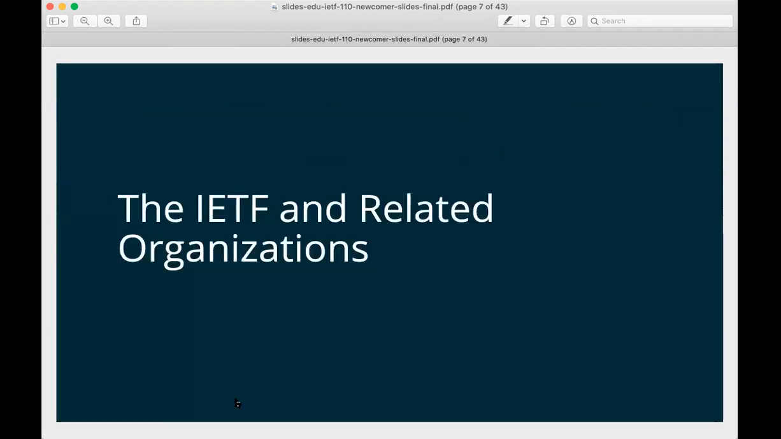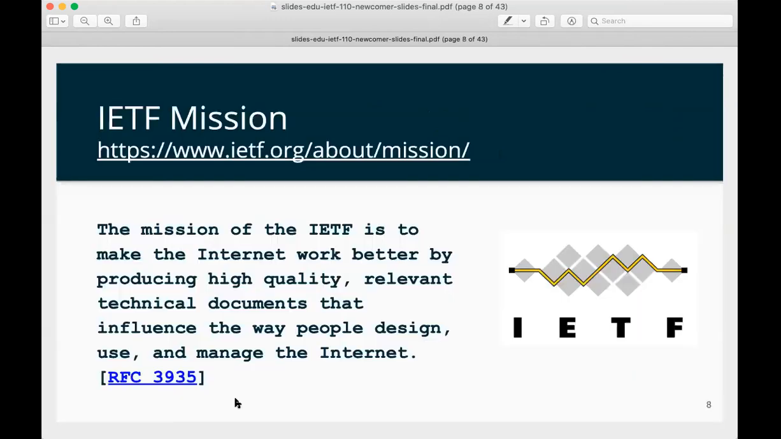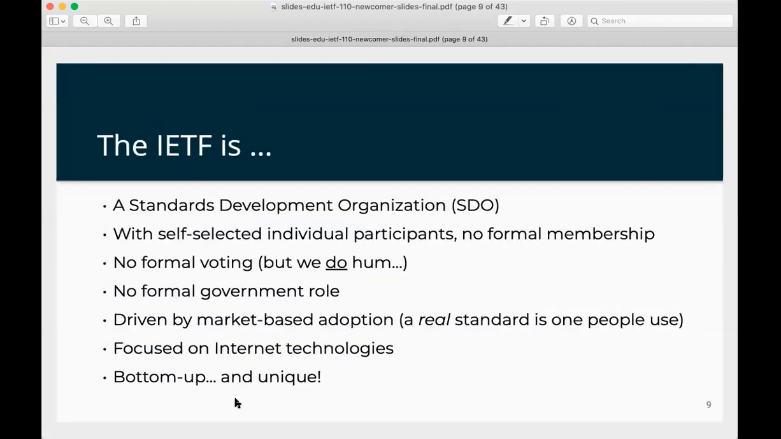So let me start a little bit with the IETF and its related organizations. The IETF, the Internet Engineering Task Force, has a mission to make the internet work better by producing high quality, relevant technical documents that influence the way we design, use, and manage the internet. It is the primary standards body for all of the IP-based standards. It is a standards development organization. Some of you may have worked in other standards development organizations like IEEE or ITU, and some of the consortium-based organizations. There are any number of them out there, and the IETF functions as one of those, as an international one.